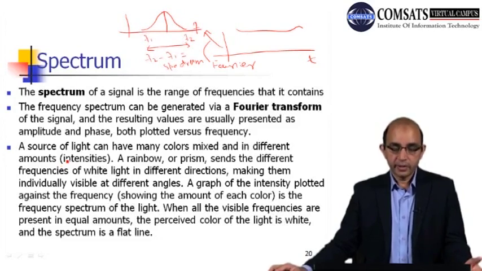As an example, a source of light can have many colors mixed in different amounts. A rainbow or prism sends the different frequencies of white light in different directions, making them visible individually at different angles. If we plot the intensity against the frequency, we will get the amount of each color. That amount is the frequency spectrum of the light.